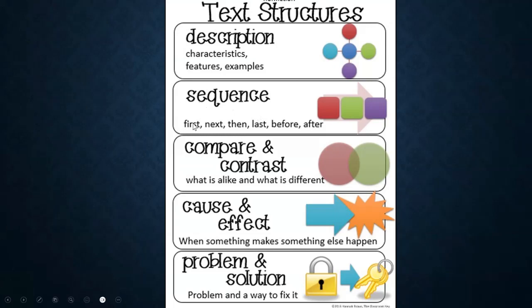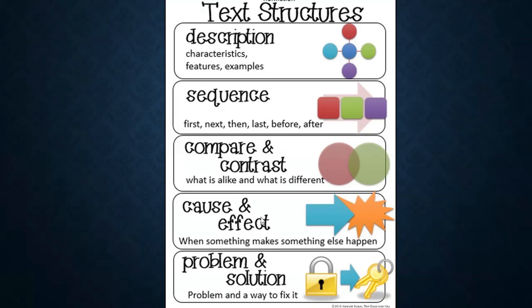Sequence is when things happen. It's different. So first, I was born. Next, I was a child. Then I grew up and went to college. Last, I became a teacher. So those are all sequence words that tell us that you're reading something that happened in order.